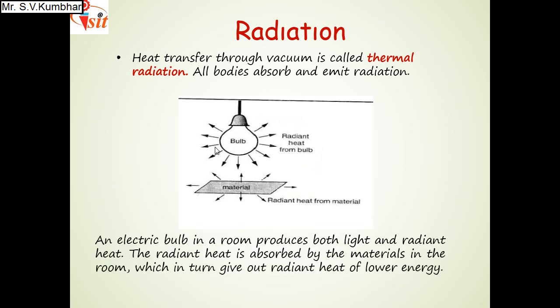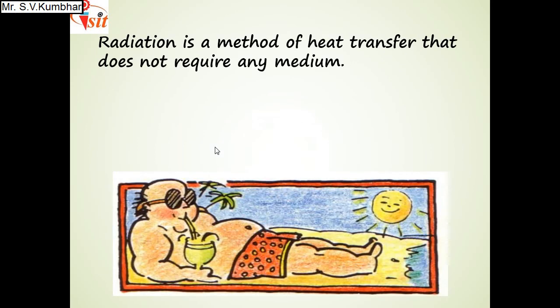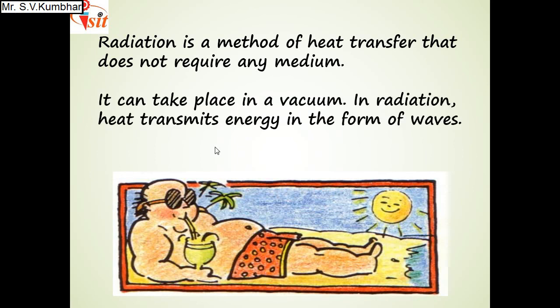An electric bulb in a room produces both light and radiant heat. This radiant energy is absorbed by materials in the room, which in turn give out radiant heat of lower energy. So, radiation is a method of heat transfer that does not require any medium. For example, we receive solar radiation from the sun, but it does not require any medium. It can take place in vacuum, as we have already discussed.